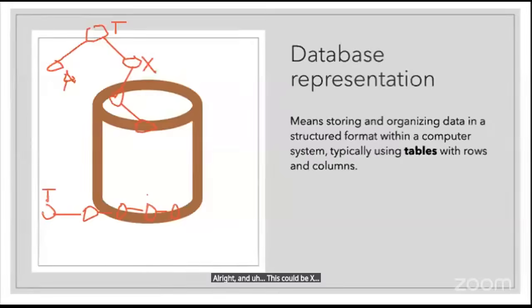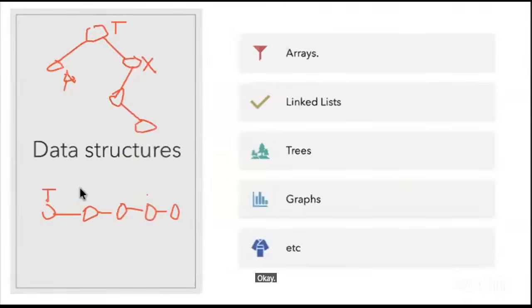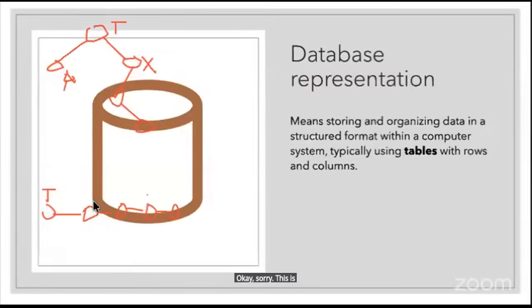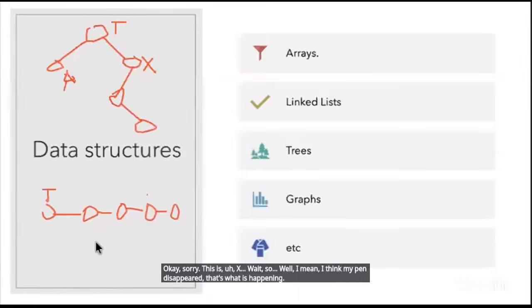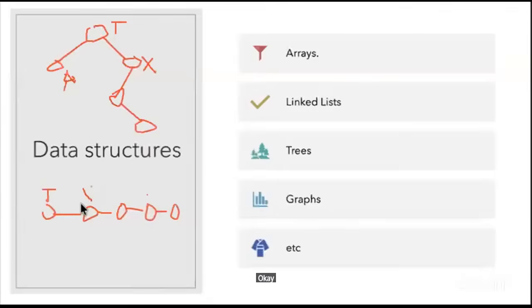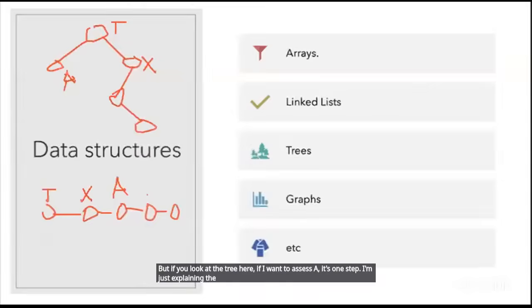What's happened now? Okay, sorry. This is X. Wait, one minute. I think my pen disappeared. That's what is happening. Okay, this is X. This is A and the rest. Now, if I want to access X, it is one step from T, fine. But if I want to access A, it's 2 steps: 1, 2. It takes time. But if you look at the tree here, if I want to access A, it's 1 step. I'm just explaining this in a layman's way.